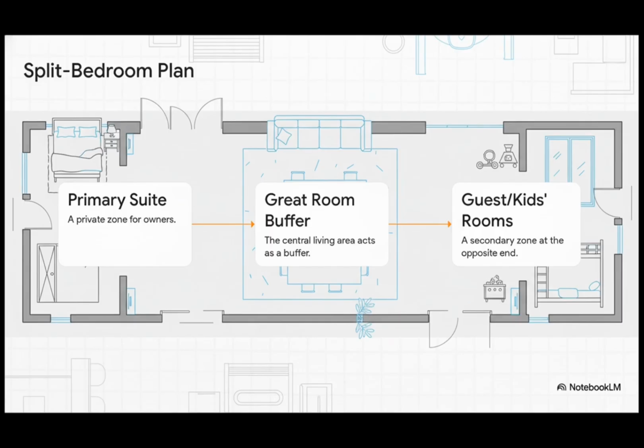And this layout really shows you the power of the design. You've got the primary suite as its own private zone on one end, and then the guest or kids' rooms on the other. And that great room in the middle acts as this fantastic sound buffer. This design doesn't just add privacy. A lot of the time, it completely gets rid of the need for a wasteful hallway altogether.